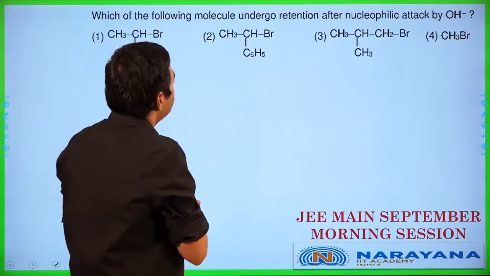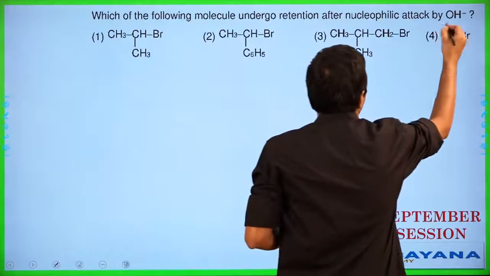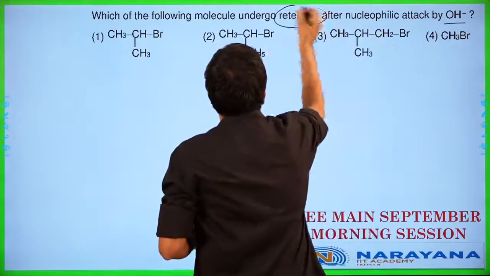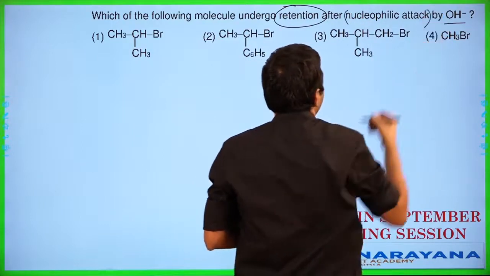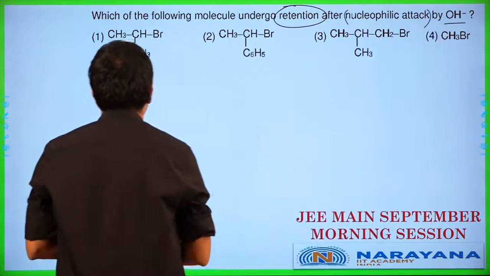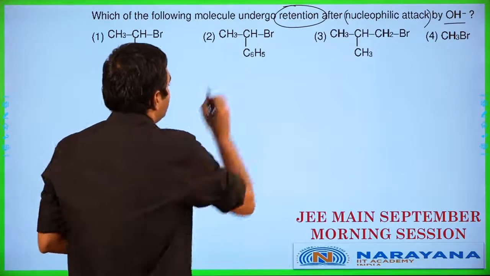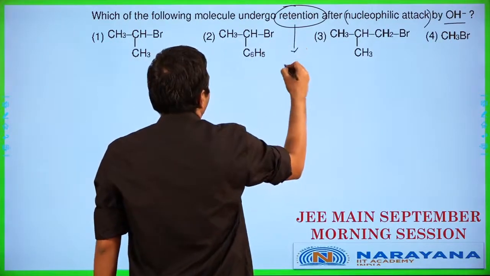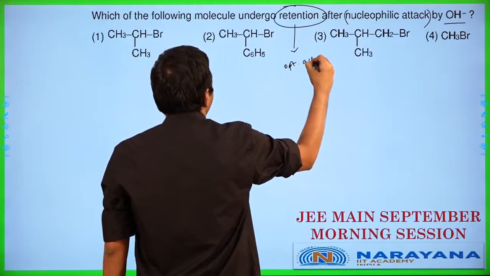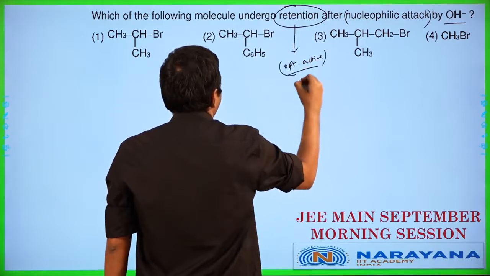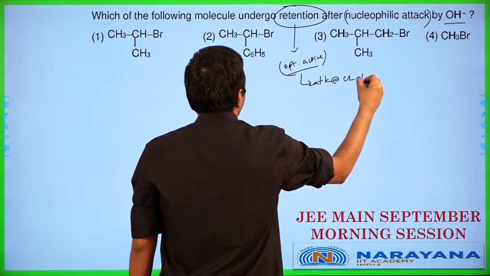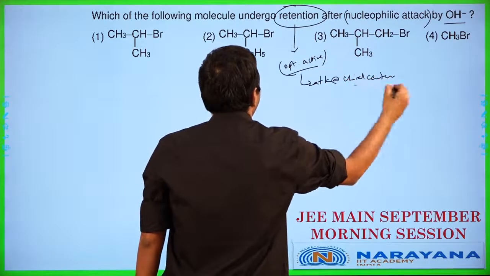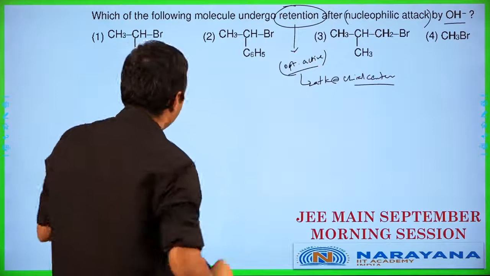Which of the following molecules undergo retention after attack by OH minus? So they are talking about retention after attack by OH minus over here. So after nucleophilic attack by OH minus, they are interested in having a retention of configuration. Okay, all right. Let's have a look here. So for retention to be applicable over here, the compound should be optically active, or rather, attack should happen at a chiral center. In that case, we can talk about retention being applicable over there. So let's have a look now.